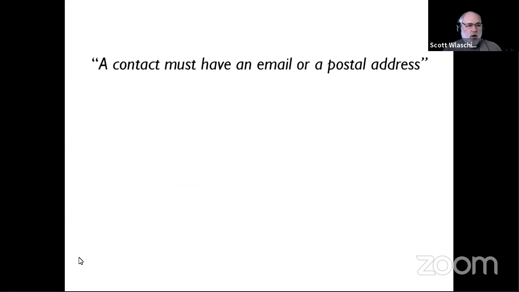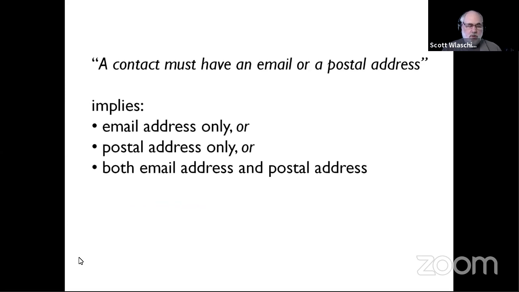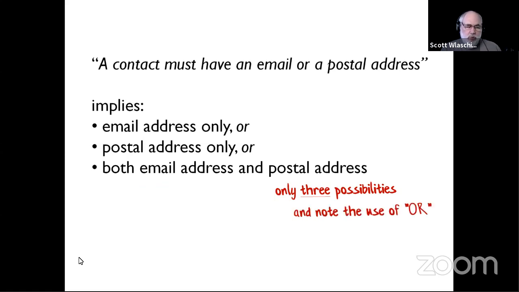Well, if you think about the requirements, a contact has to have an email or a postal address. Notice they're using the word "or". What they're actually saying is an email address or a postal address or both. Three choices. But I'm using the word "or", so that's a clue to how I'm going to implement it. All right, and there's three choices, so I'm going to use the word "or" to make a choice type with three choices.